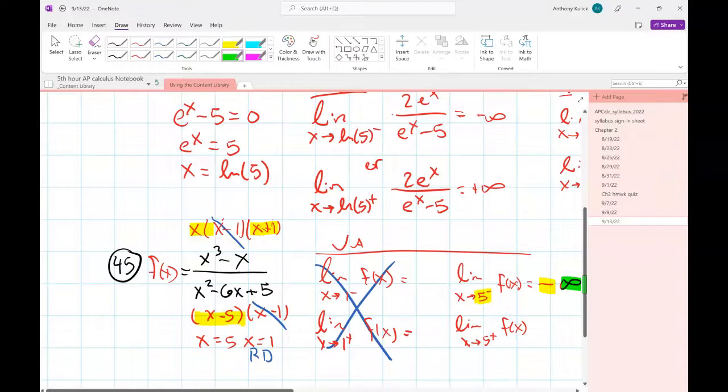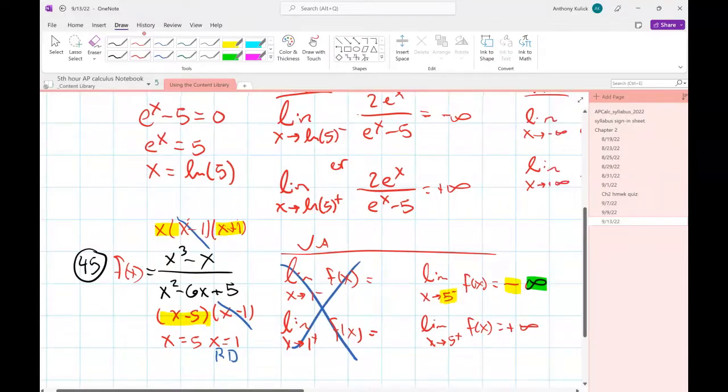Is that okay? And if I do the same thing for the other one, everything's going to be the same, except something a little bit bigger than 5 minus 5 is positive and close to 0. So that should be my positive infinity.